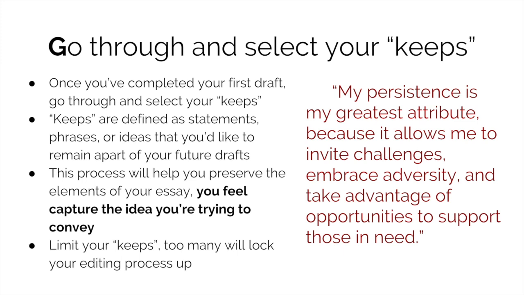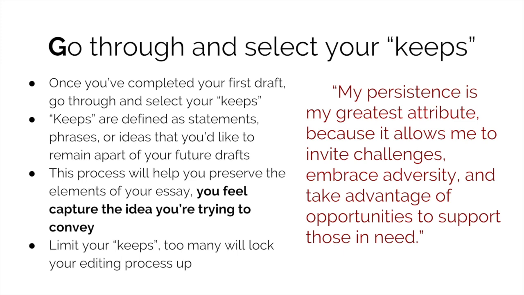One piece of advice when you're in this stage is to limit your keeps, because if you want to keep too many things, then it will kind of lock up your editing process. If you are too attached to too many things, it's almost like when you're going through an article and you're annotating and you're highlighting the key points. You don't want to highlight everything because not everything is important. Just like with going through and selecting your keeps, you don't want to keep everything because not everything is already perfect in a sense.